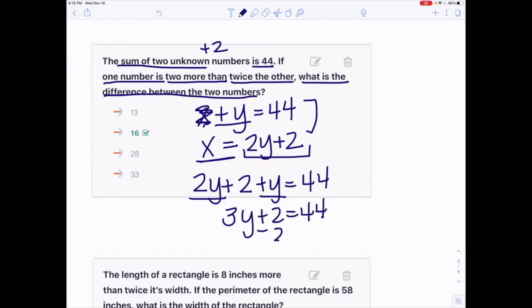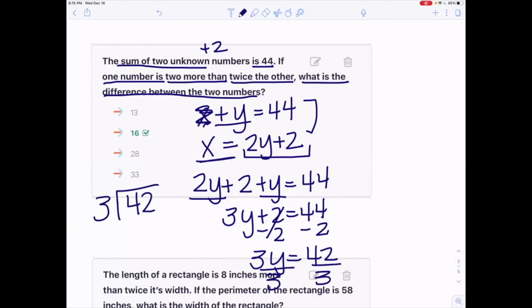I'm going to subtract 2, and I get 3y equals 44 minus 2 is 42. I'm going to divide by 3, and I got 42 divided by 3. 3 goes into 4 one time. 4 minus 3 is 1. Bring down the 2. 3 goes into 12 4 times. And that means y is 14.